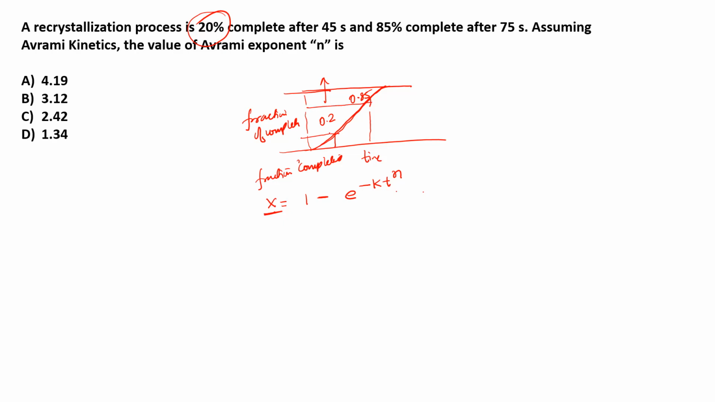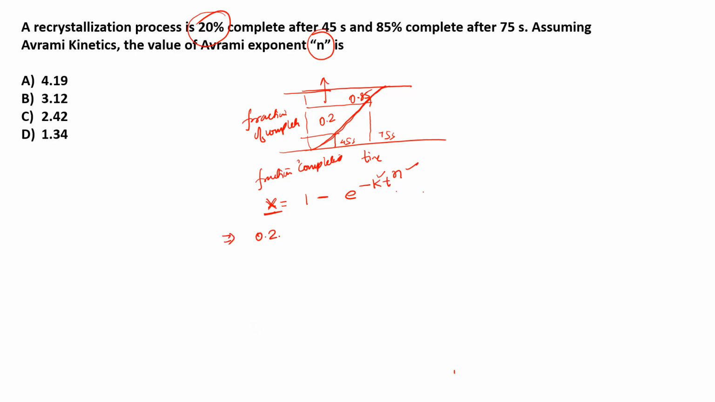And what is the time for this? It is 45 seconds. Next it is 75 seconds. So we put these values and we need to find this n value, right? So we have two unknowns, n and k. The x value we will get from the question. So let us see how we can find it. We need to eliminate this k, right?